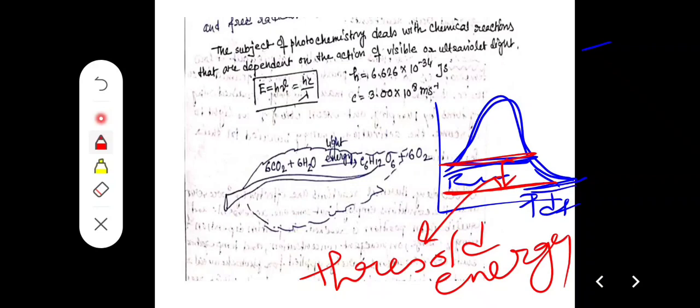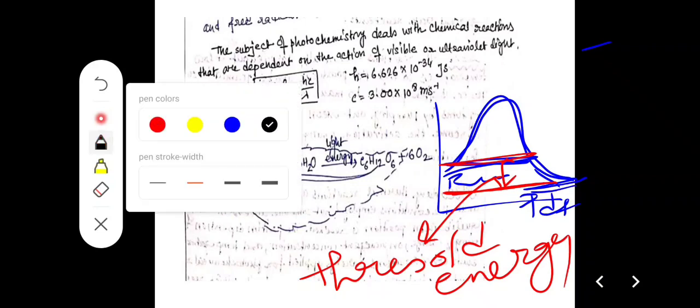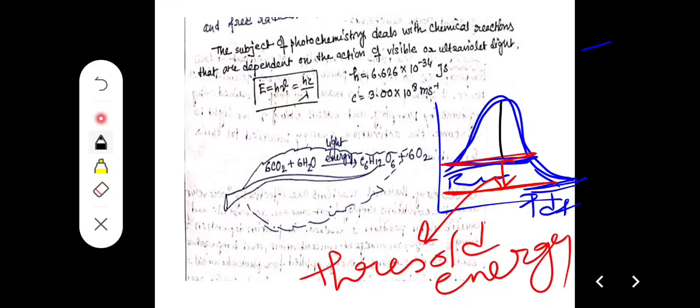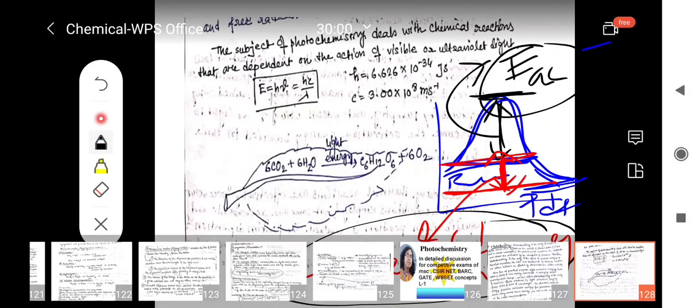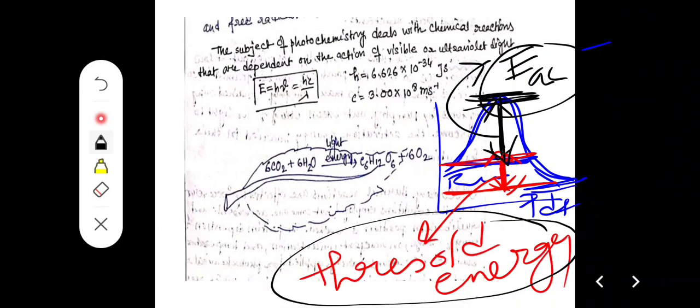Now consider what activation energy is. Activation energy is the energy needed to reach the transition state or transition point. So we have to note that threshold energy and activation energy are not the same. Threshold energy is this amount, and activation energy is the black one, black in color. By these two we get the product.